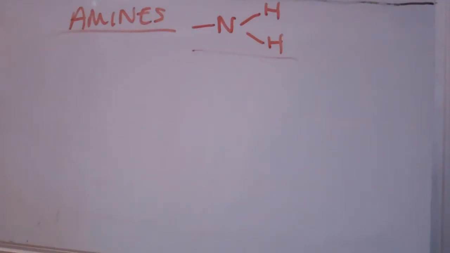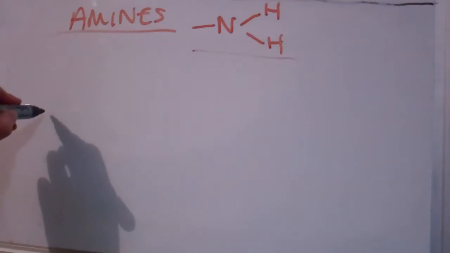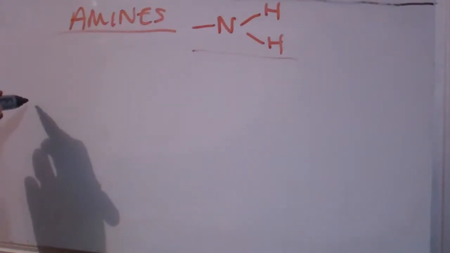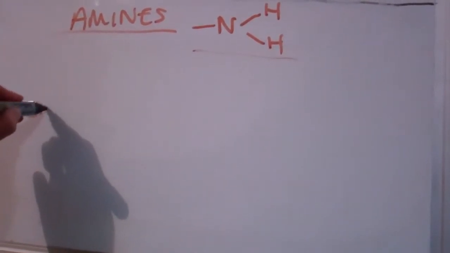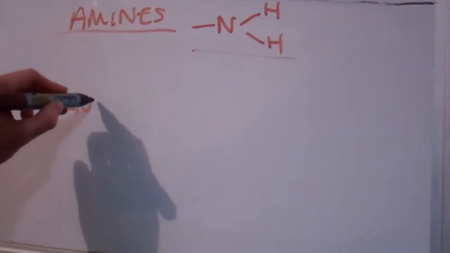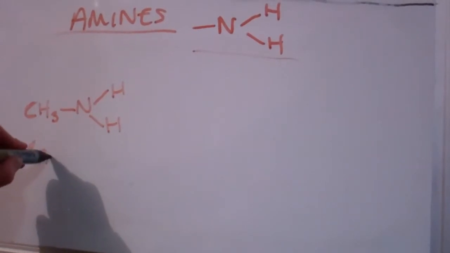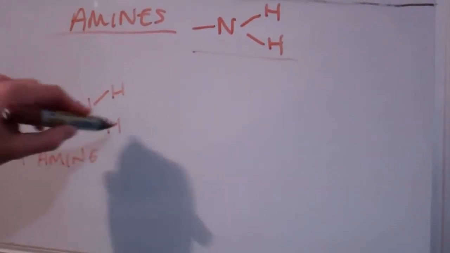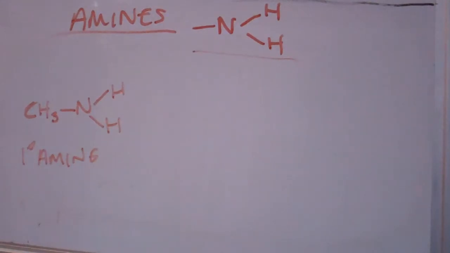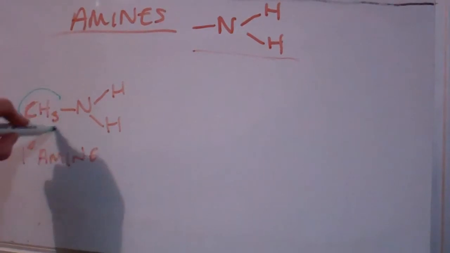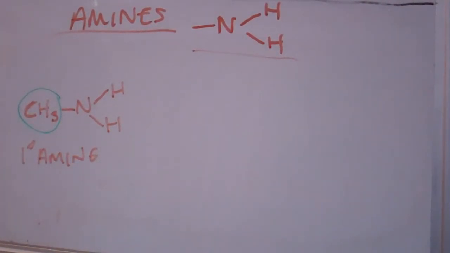Okie doke. Let's have a look at primary, secondary, and tertiary amines. Okay, now a primary amine is what we looked at before. Something like methylamine is a primary amine. The reason is because the amine functional group only has one methyl group attached to it. It's only got one carbon attached to it, and that's this one here. Right, so that is a primary amine.